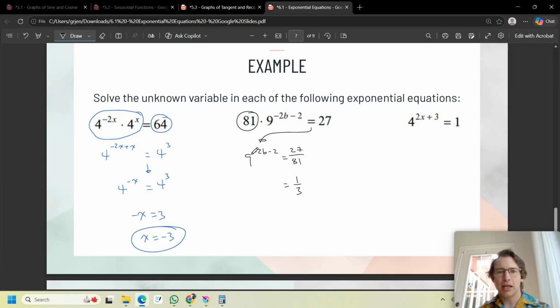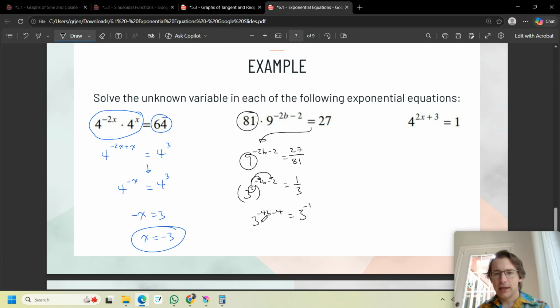All right, and then 9 could be written as 3 to the power 2. So that's 3 squared, all raised to the minus 2b minus 2. And 1/3 could be written as 3 to the negative 1. And then this here, I can multiply the exponents. So 3 to the minus 4b minus 4. Don't forget to distribute.